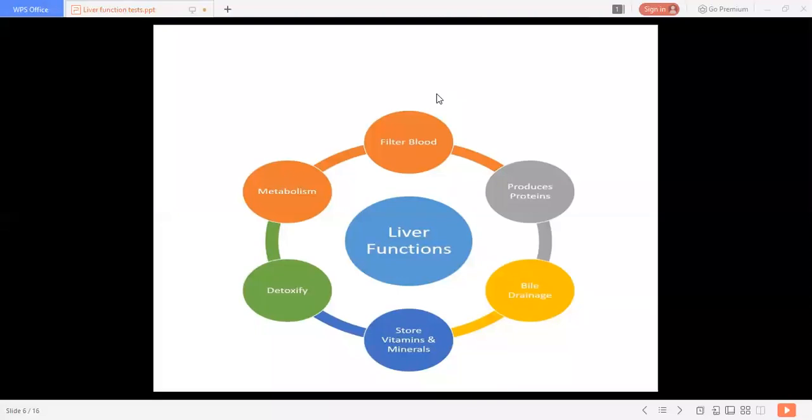Then third is total proteins. The level of total proteins is the measure of all the types of proteins that are present in the blood serum, basically albumin and globulin.